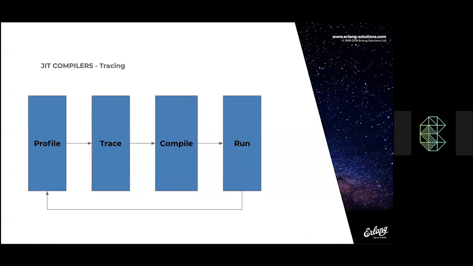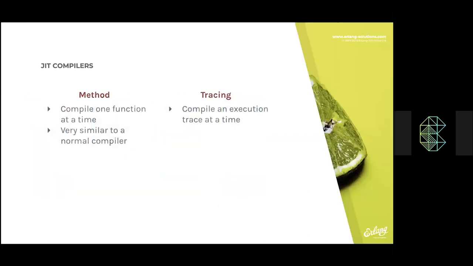There's also a class of JITs called tracing JITs, which work very similarly, but it's a bit different. So you profile, and you trace the execution pattern, and then you compile it and run. So instead of taking a function at a time that you compile, you look at an execution trace, so a common path within the code that is being run, and you take that execution trace and try to optimize that specifically. So these different approaches have different pros and cons and present different difficulties when you are trying to implement something like this.